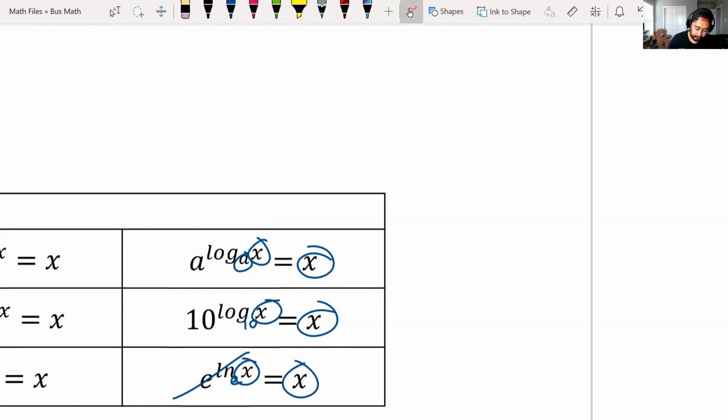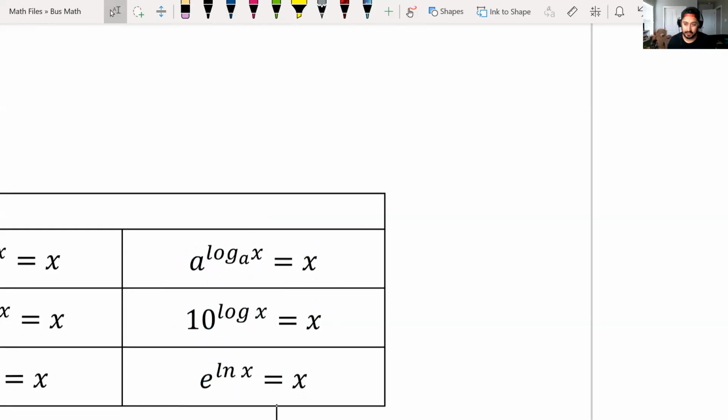So all of these lovely properties and more to come. Logs get crazy, just like exponents get crazy, right? Remember all those exponential rules? There's about the same number of exponential rules as there are logarithmic rules.